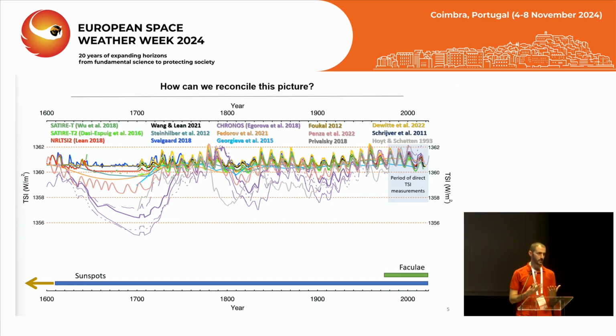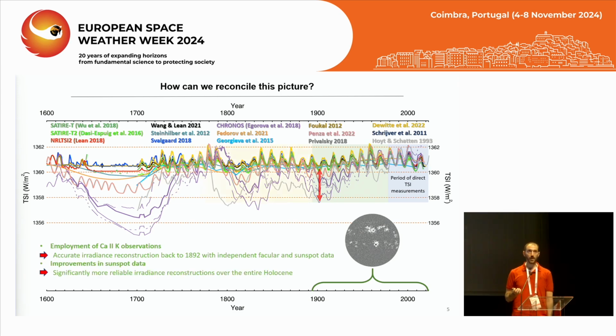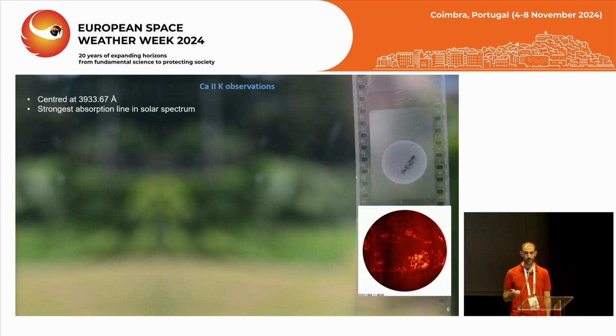How can we make things better and get a more accurate estimate of the secular variation in irradiance over the last centuries? I'll show you a number of things that we have done. This is not exclusive; people can do more things, but we focused on using calcium K observations, which I will talk about in a second, because they can give information about faculae for about a century. In this way, we can improve the reconstruction over the last century, but then also improve the information we have about sunspots. We can then get even better reconstructions over the last centuries, and also understand issues with different models. I will start with calcium K observations first.